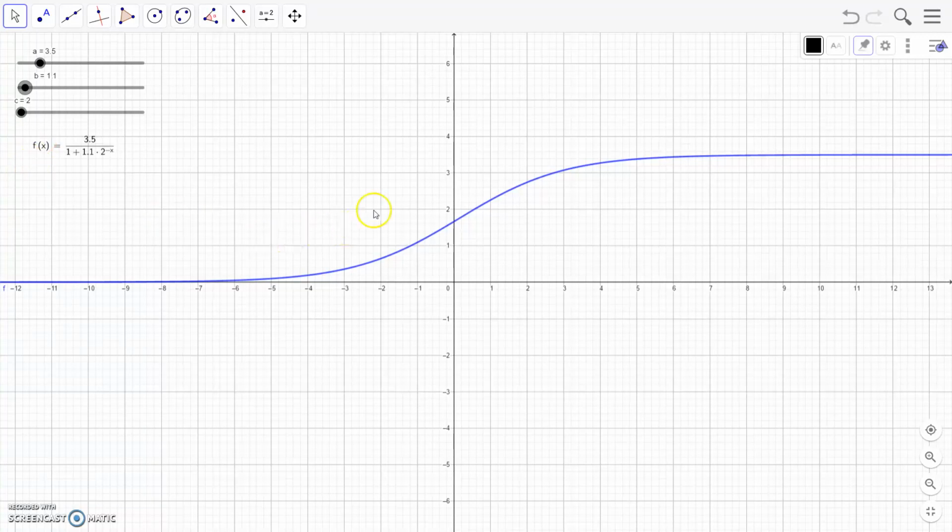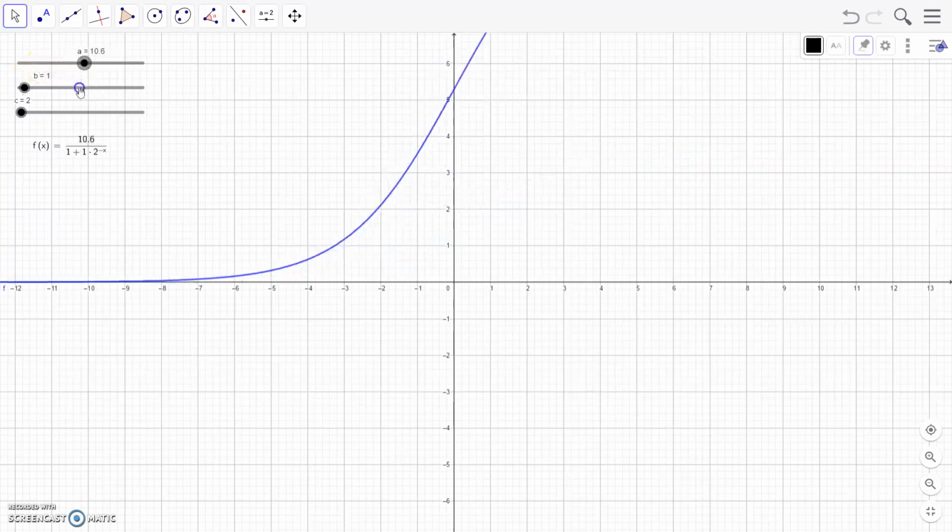So I created this here. So we have the graph of the function. Our function is here and we're exploring parameters A, B, and C. So let's take a look at A first.